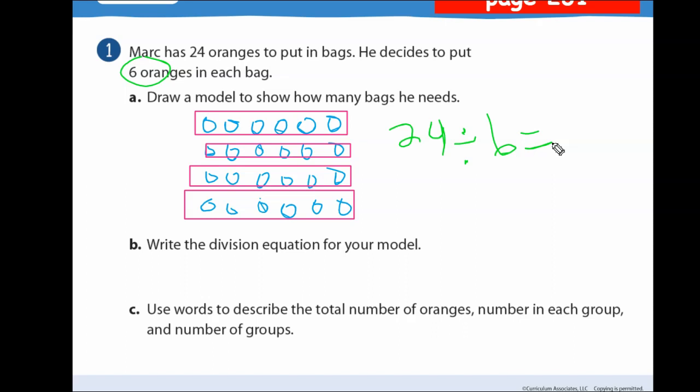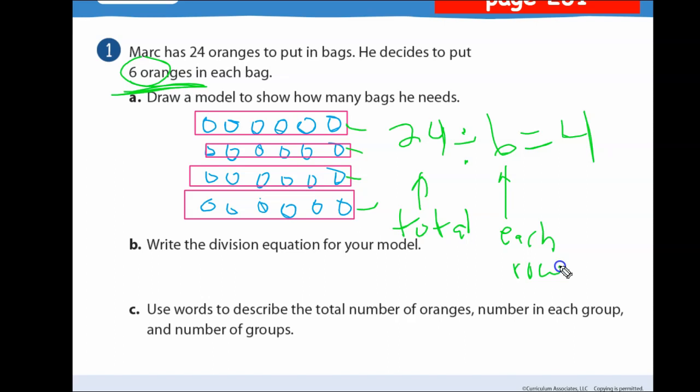How many rows do I have? Listen carefully. I said how many rows, not how many in each row. I already know how many in each row, but I don't know how many rows I have. So because I did the array, I was able to have 1, 2, 3, 4 rows. Okay. So my first number is the total. My second number is going to be how many in each row. And then my answer is going to be how many rows.